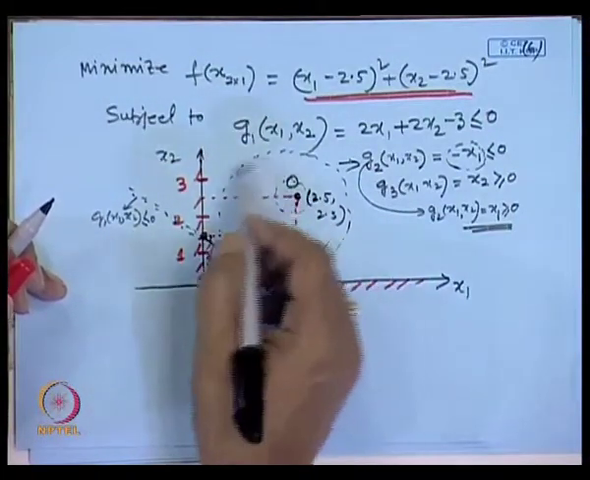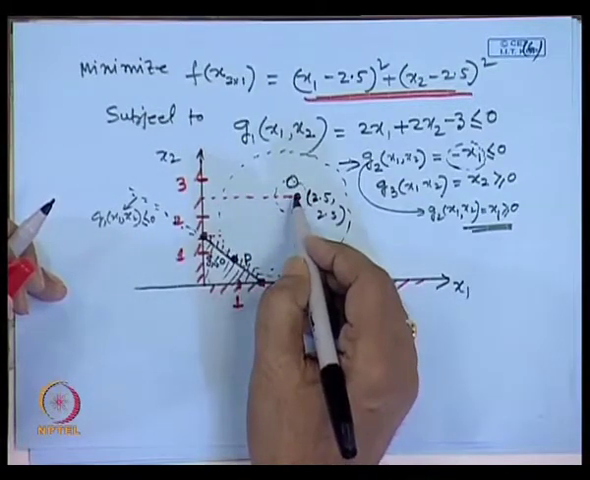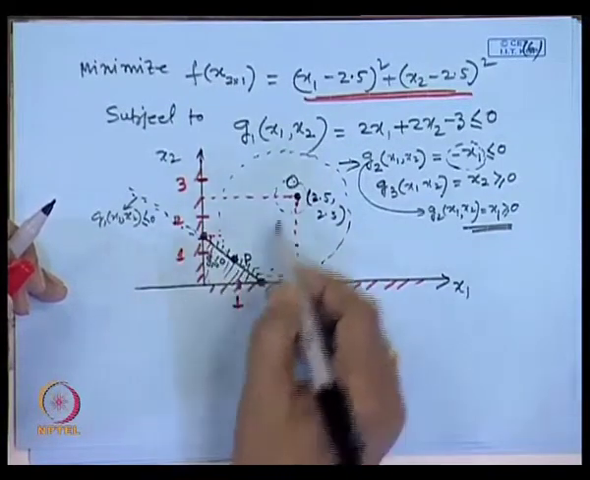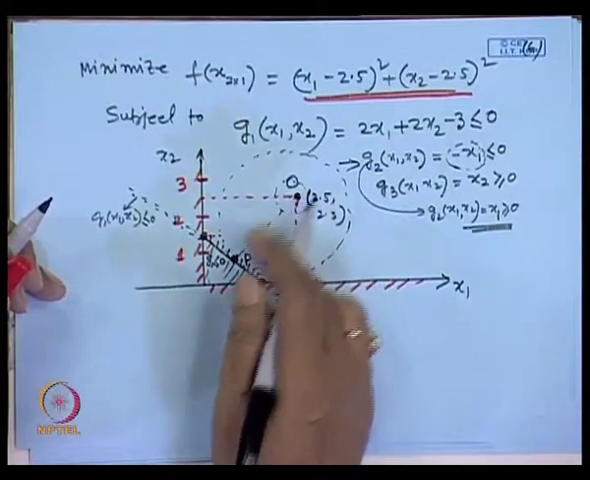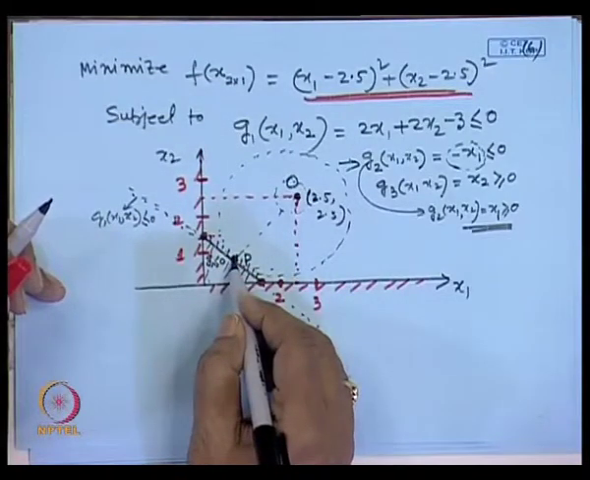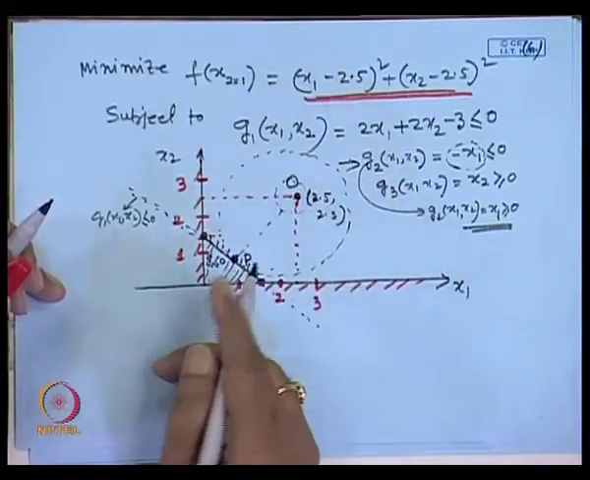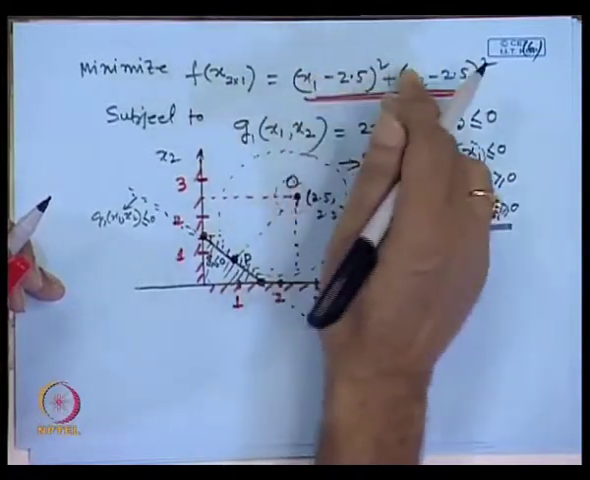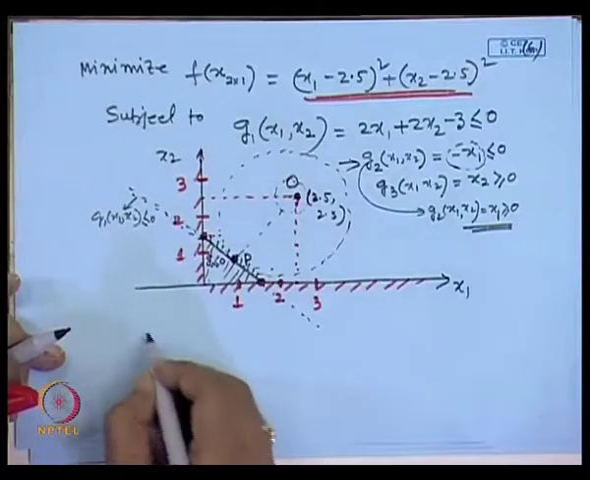Agree? So, where it will touch, one can find out from the geometry point of view: from this point to this line, you can find the perpendicular distance. Once you know the perpendicular distance, you can find the coordinate of that point using some geometry. Once you know this coordinate, immediately you know the function value, by putting the values of x1 and x2. I will just give you these hints.